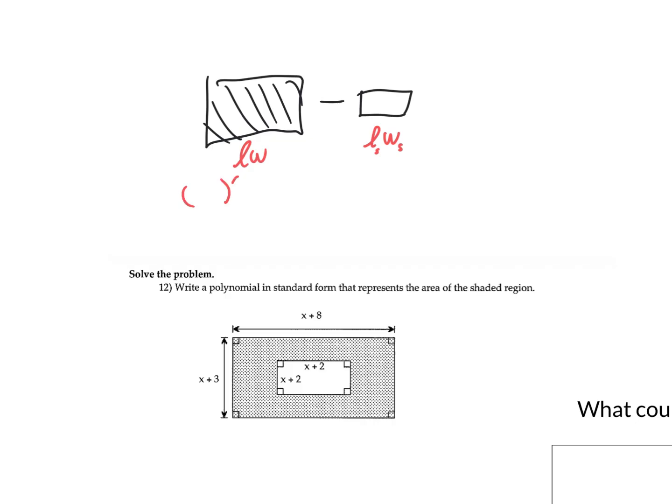Well, that's just these things getting multiplied together, right? So it's going to be that. What is the length times width of the small box? Well, that is, of course, these things getting multiplied together. Okay, so that is FOIL. That's a FOIL situation for both of them. So first times first is x squared. Outer times outer is 8x. Inner times inner is 3x. Last times last is 24.